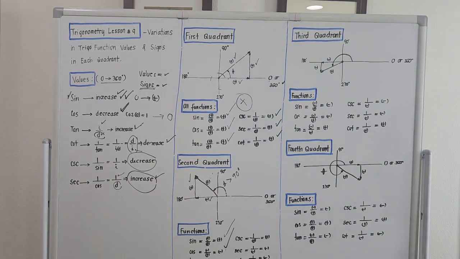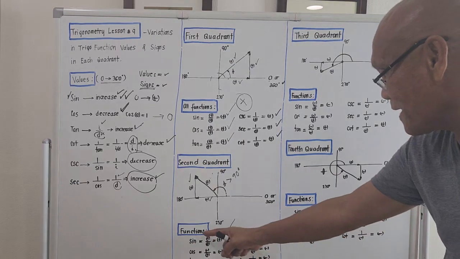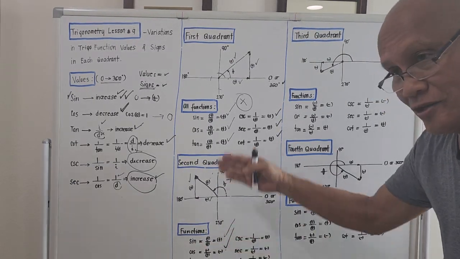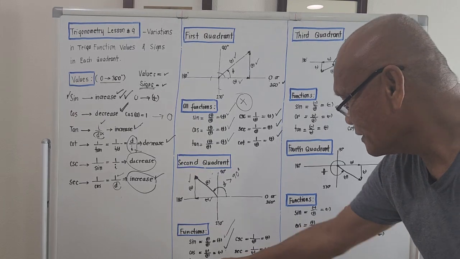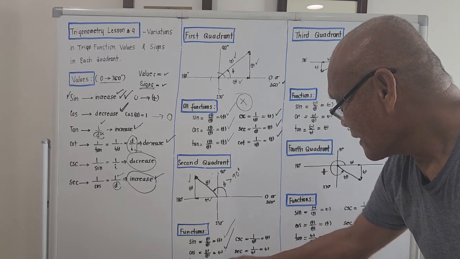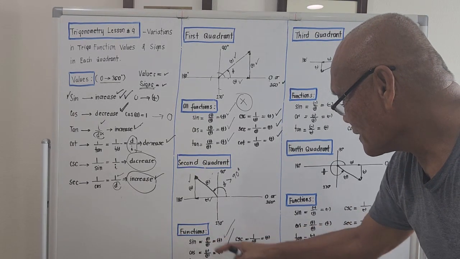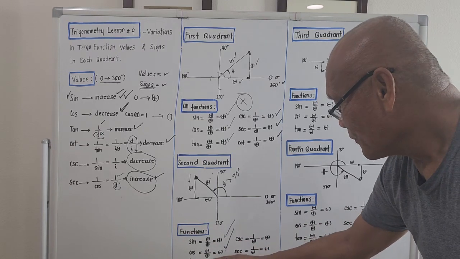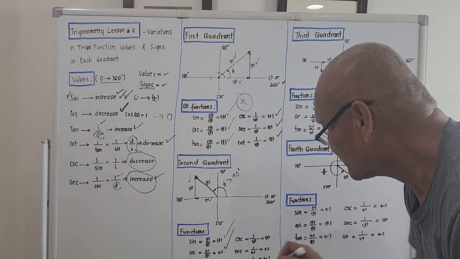For the tangent, it's an easy job now because you know the sine and cosine. Just bring out the definition. Tangent is sine over cosine. Sine is actually plus. Cosine is actually minus. A plus over a minus will be a minus.